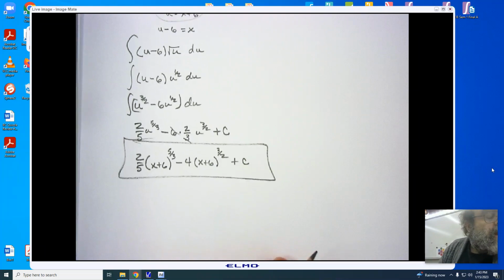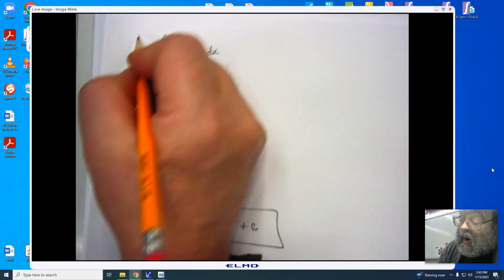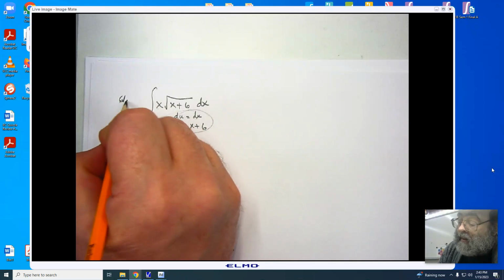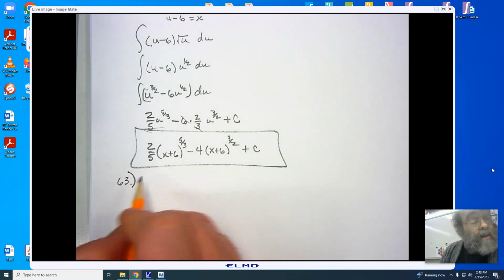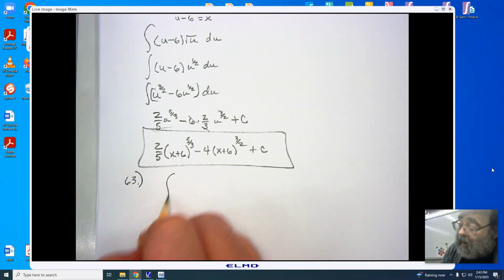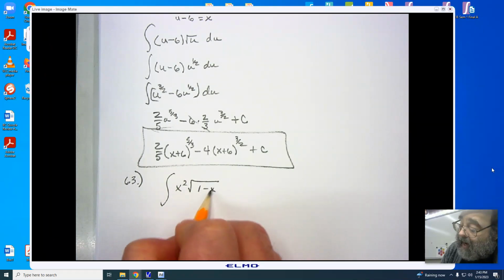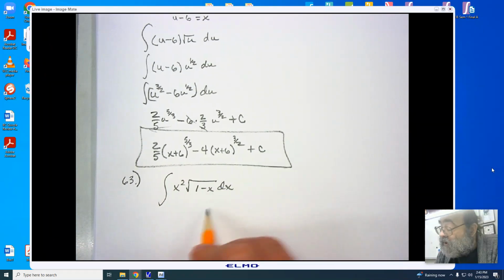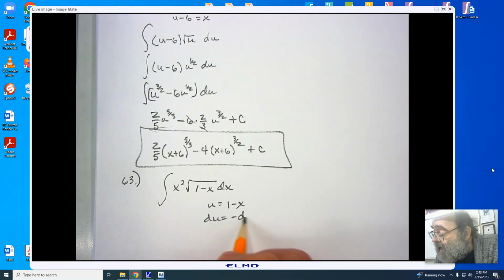Let's go ahead and try number 63. Once again, that was 61 for those of you who are keeping track. We're now going to take a look at number 63. Very similar. We have x squared times the square root of 1 minus x dx. We're going to change our variable, so we're letting u equal 1 minus x. du is then negative dx, and we'll have to change that to negative du equals the dx.